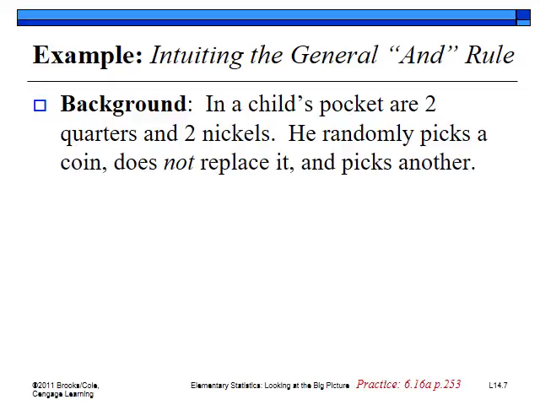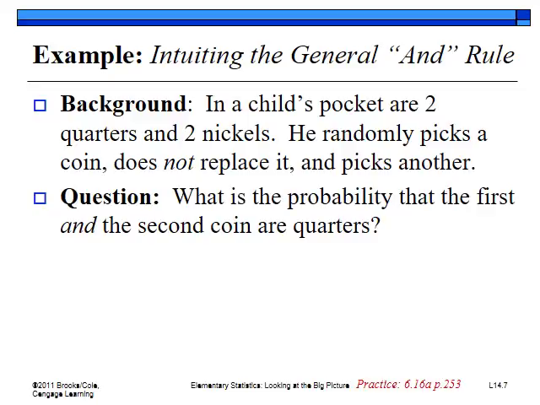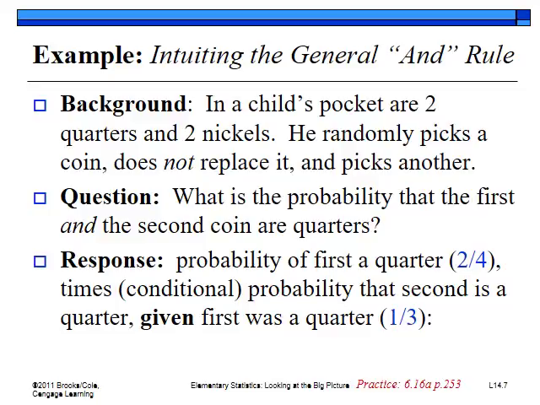So, let's look at the kid with the coins again. What is the probability that both coins chosen are quarters? The probability that the first one's a quarter is 2 out of 4. The conditional probability that the second is a quarter, given that the first was a quarter, is 1/3. So, of those 2 times out of 4, moving forward, 1 time out of 3 will have a quarter. So, we multiply 2/4 times 1/3, which gives us 1/6.